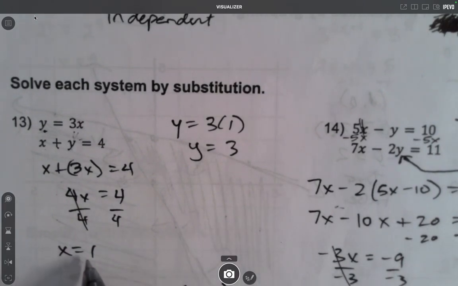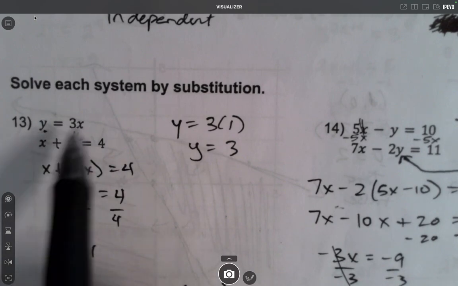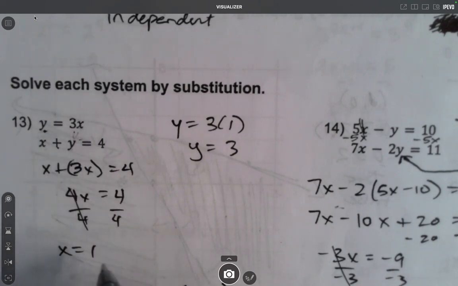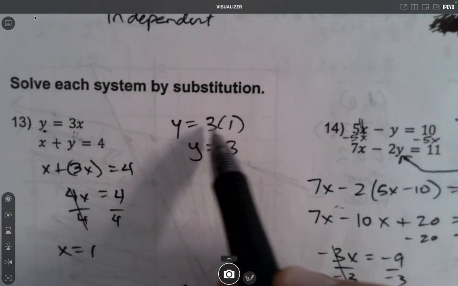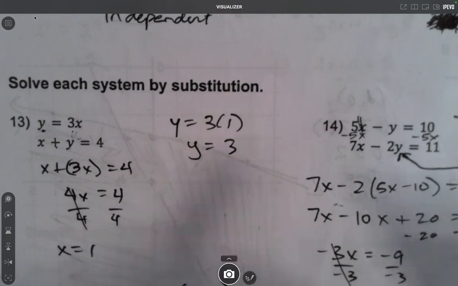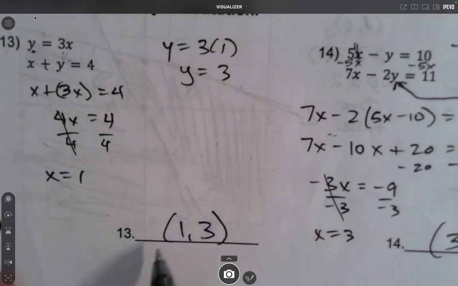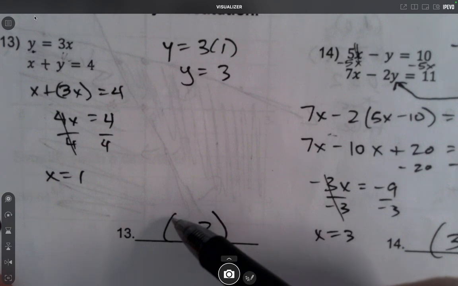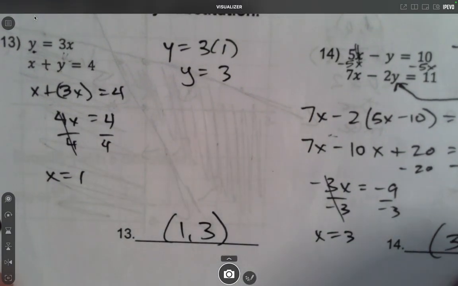So here, you can plug the 1 in for x in this equation or this equation. It does not matter which one, you'll get the right answer either way. I plugged 1 in for the top equation, so I got y equals 3 times 1, meaning y equals 3. So the best way to write the final answer is as an ordered pair, 1 for the x, 3 for the y. If you do write an ordered pair, make sure you put parentheses around it. It's not an ordered pair without parentheses.